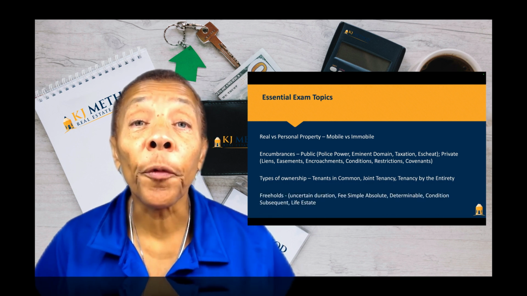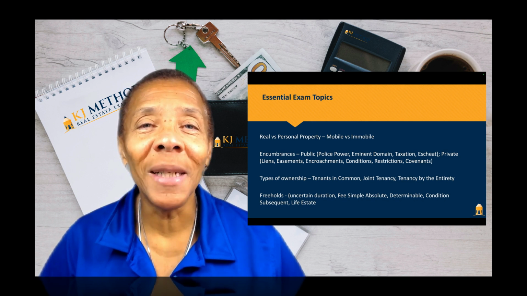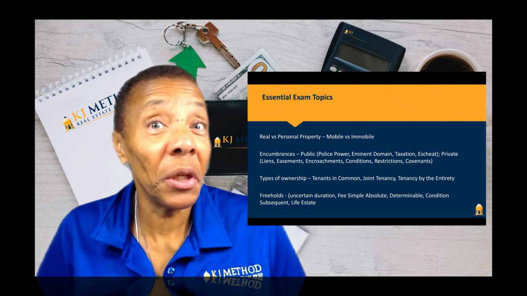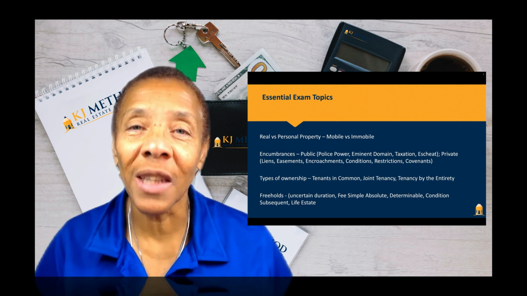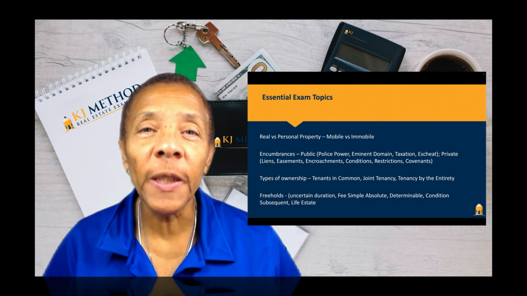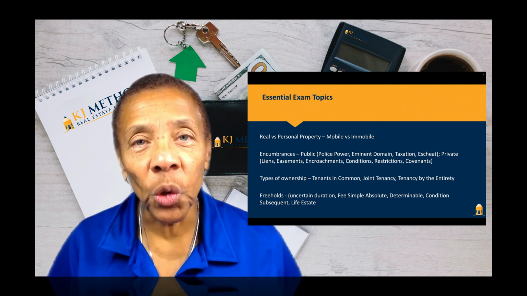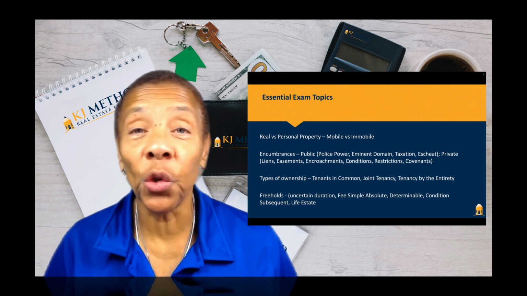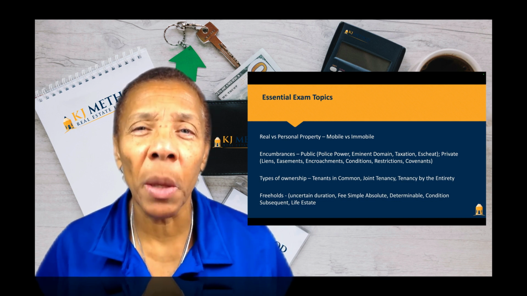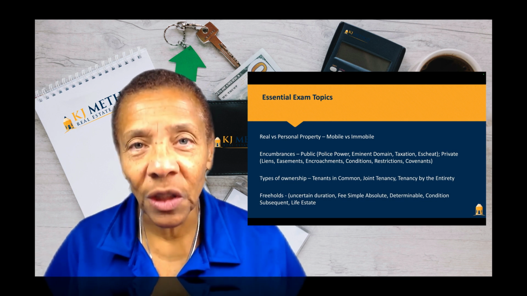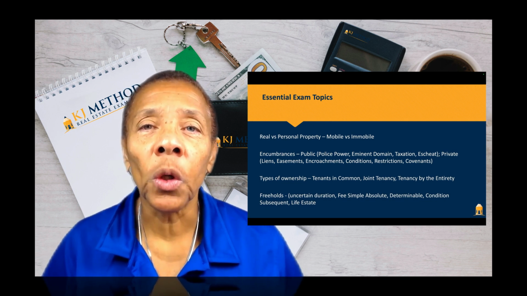Freeholds. What is a freehold estate? Freehold means uncertain duration. We don't know how long it's going to last. And in pre-license, we generally teach 4 different freeholds. Absolute, which is the big one, right? It's the one where there's no conditions. You can do whatever you want with it. It's probably the way most of us own homes. Determinable, condition subsequent, and then also life estate.